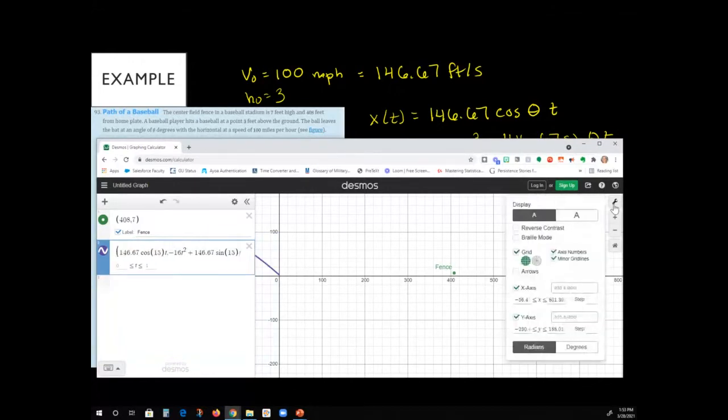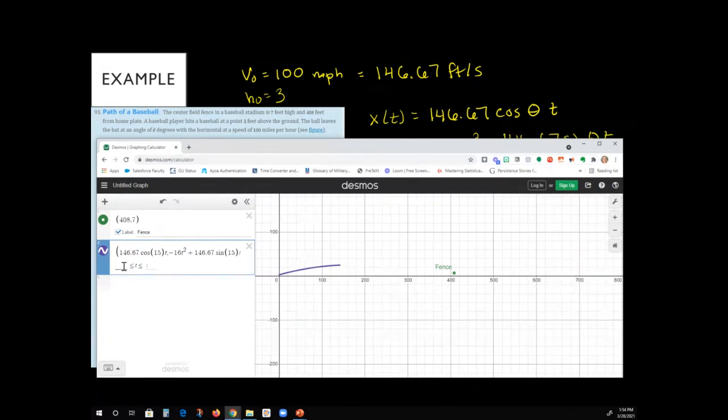Now, I'm in radian mode right now. If I click here, I'm in radians. So if I'm going to use degrees, I just need to click this button, degrees. And then here, our t is only going to 1. Clearly, 1 second is not enough.